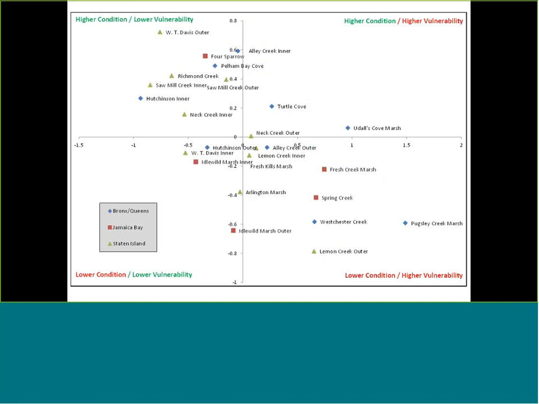And if you compare the conditions index to the vulnerability index, with higher condition on top and lower vulnerability on the left, you can see with the points in green for Staten Island, blue for Long Island Sound, and red for Jamaica Bay, that a lot of the Staten Island points are in that higher condition, lower vulnerability quadrant, and you have more of a mix in the lower condition, higher vulnerability of Long Island Sound sites and Jamaica Bay sites.